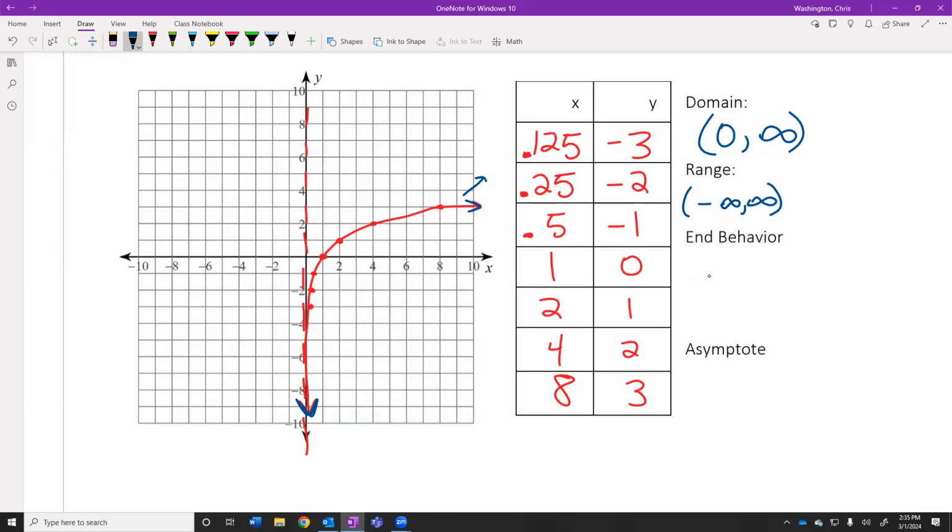With the end behavior, because the domain is no longer negative infinity to infinity, our end behavior is going to look a little bit different too. In the past, we would always write as x goes to negative infinity. And why would we put negative infinity there? Because this number right here was negative infinity. But that number is not negative infinity anymore. So this statement makes no sense for this graph, because this graph does not go to negative infinity.